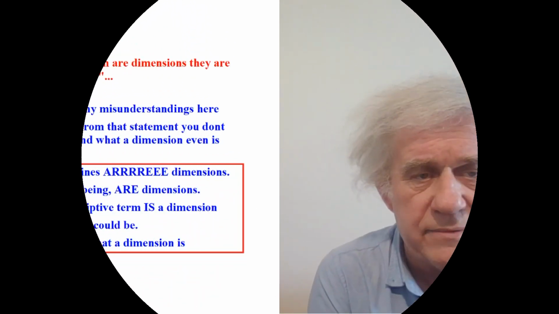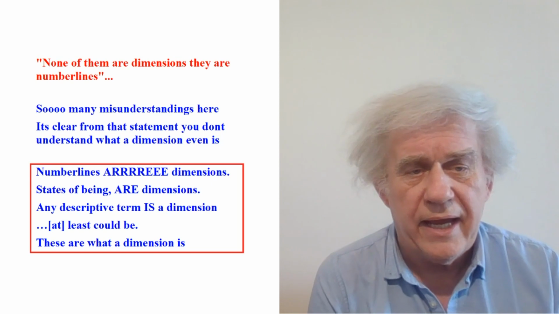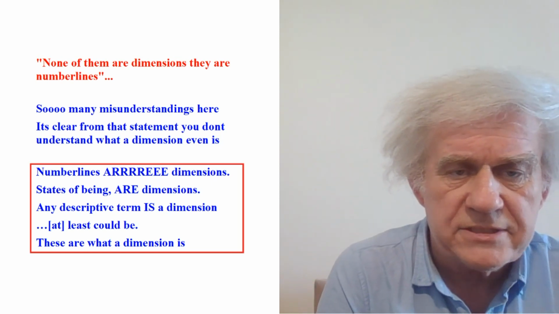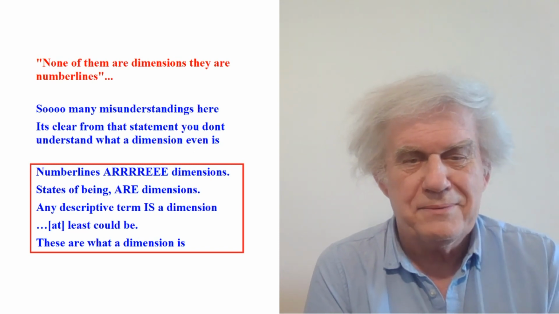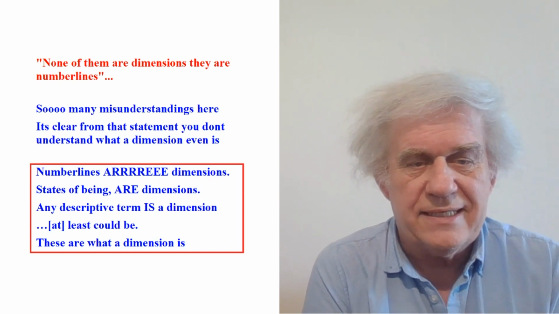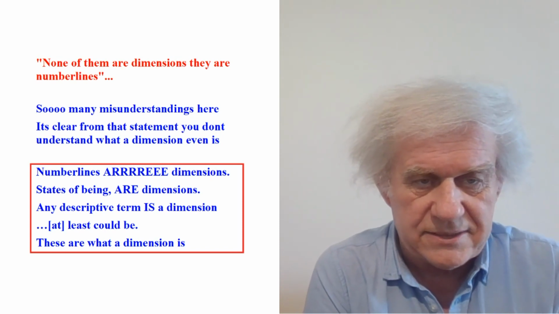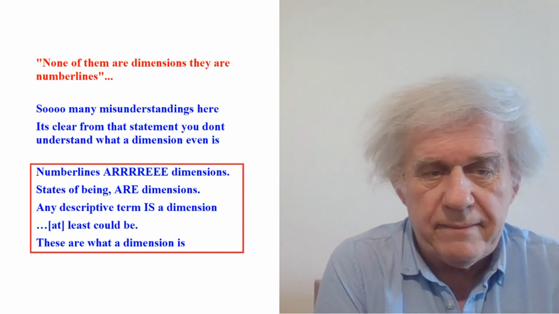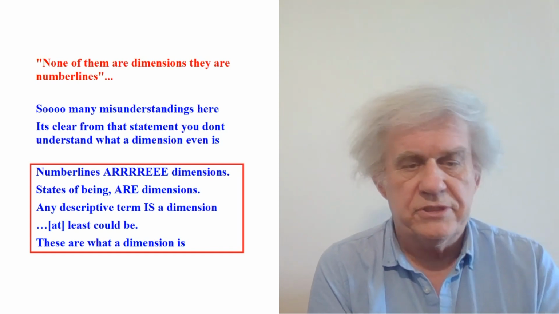One fellow says, none of them are dimensions, they are number lines. Oh, no, that's what I said, I'm sorry. And he said, many misunderstandings here. It's clear from that statement you don't understand what a dimension even is. Okay, I don't know what a dimension is. Number lines are dimensions. States of being are dimensions. Any descriptive term is a dimension. At least could be. And these are what dimensions are, or what a dimension is.